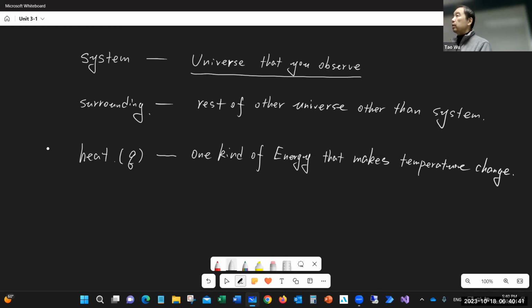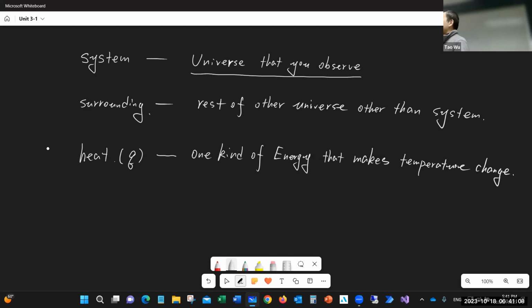So that is heat. This energy is used to increase or decrease the temperature. Generally, if I receive heat, then my temperature will increase, right? But if I lose heat, then the temperature of your body will decrease. So this is what happens with heat.